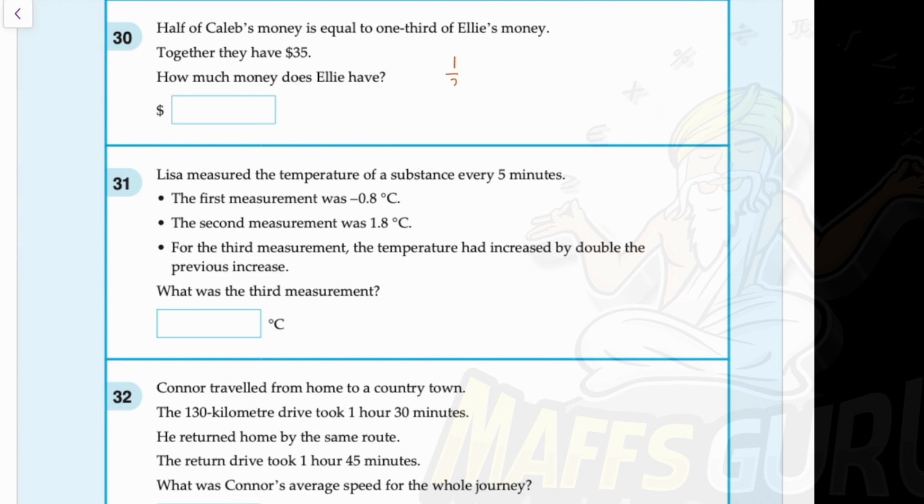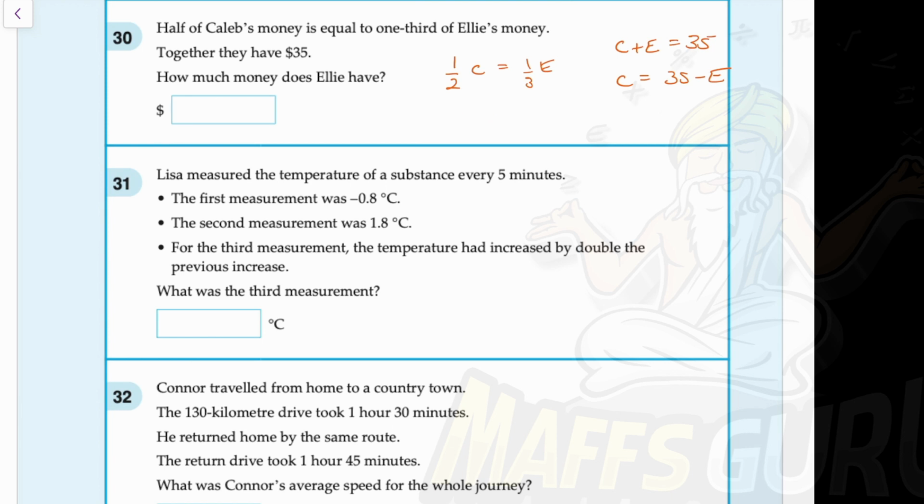So half of Caleb's money is equal to 1/3 of Ellie's money. And together, Caleb plus Ellie has $35. So that means Caleb is equal to 35 minus Ellie. Now I don't know if this is the way that you guys have been taught it, but we now have half of Caleb is equal to 1/3 of, oh no, try that one again.